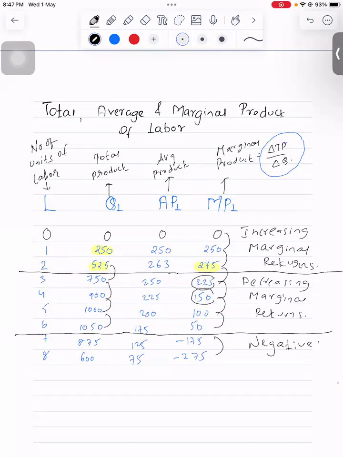Now tell me, from sixth worker onwards, why is marginal product negative? After sixth worker, why is marginal product negative?